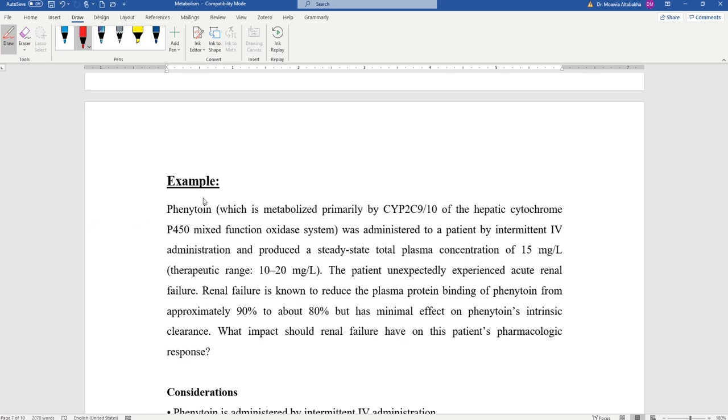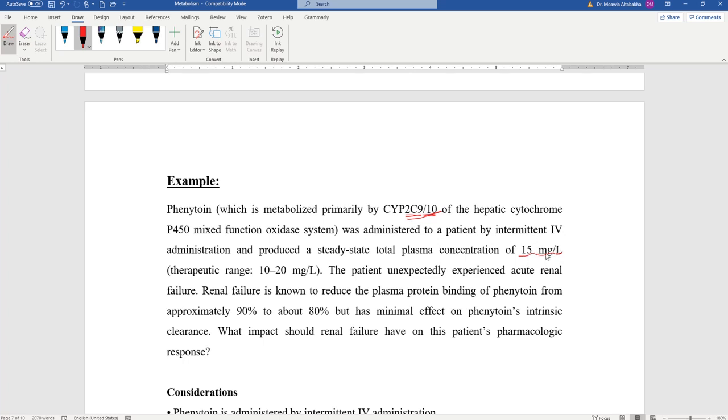Okay, we have phenytoin. And phenytoin undergoes metabolism by cytochrome P450. The family, of course, here you will see the specific enzymes, which are 2C9 and 2C10. Okay, these are the specific enzymes. This phenytoin was administered to a patient by intermittent IV administration and produced steady state plasma concentration of 15 milligram per liter. Of course here I'm talking about the total concentration.